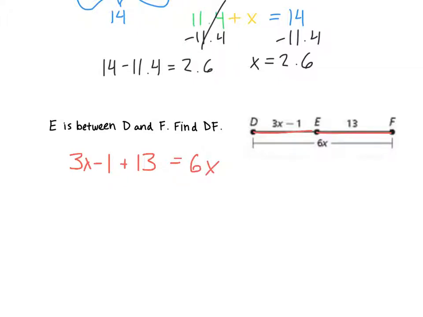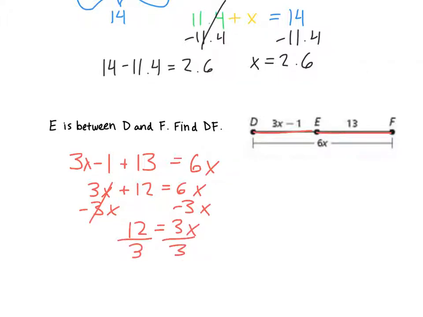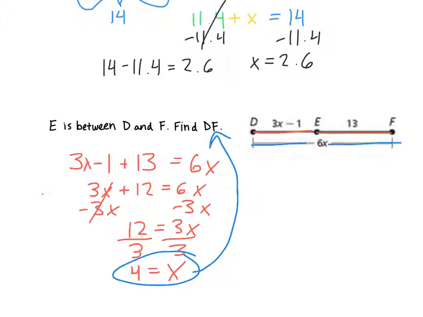So now we solve for x, and we would have 3x plus 12 is equal to 6x. 12 is equal to 3x. Divide each side by 3. So 4 is equal to x. Is that our answer? No, we have to take 4 and plug it back in to DF, which is the whole segment. So we plug it back into 6x. So DF is equal to 6 times 4, which is 24.